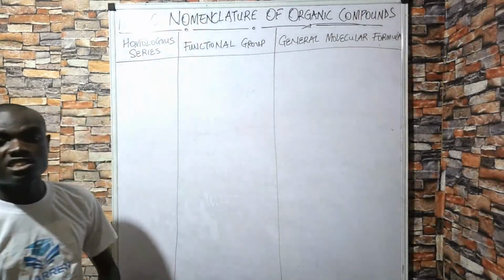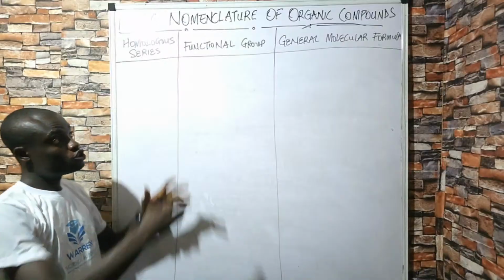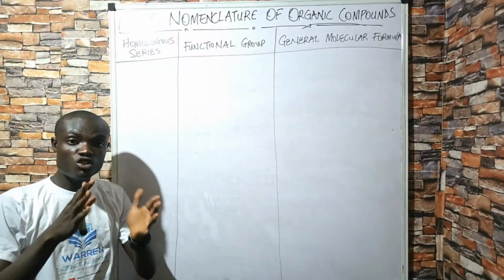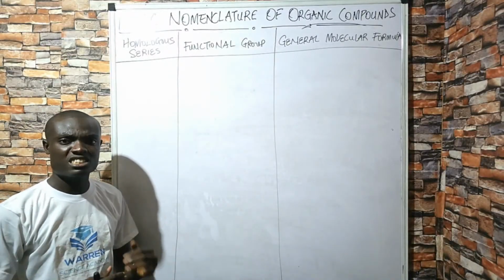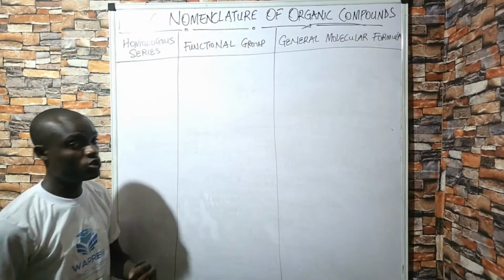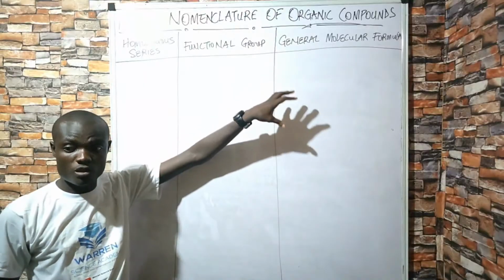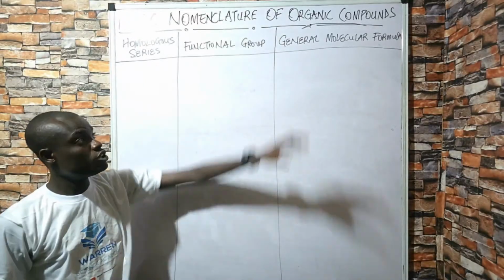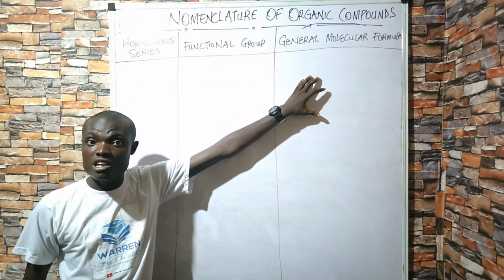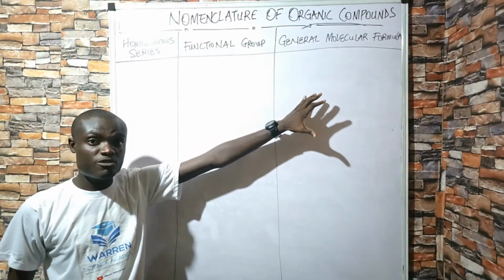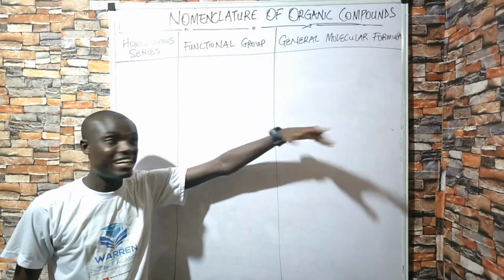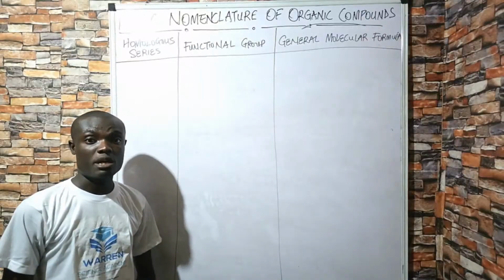If you are still on this class, try to draw a table like this in your book, and when you are done with the class, go over the various homologous series. Try to know their functional group and their general molecular formula, because in an exam you could be asked the general molecular formula of alkane, alkene, alkyne, or any other family we are going to talk about today.